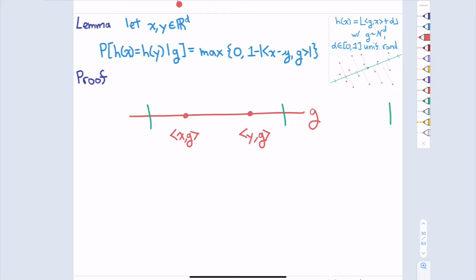The interesting case is when the distance on the embedding is less than 1. Otherwise, they'll never be in the same bucket anyway because the buckets have width 1. Everything's been normalized.